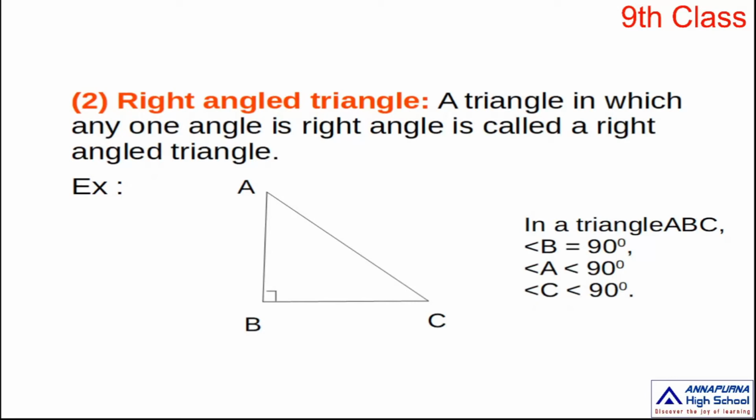Example, see the figure. ABC is a right angle triangle because angle B is equal to 90 degrees, and angle A and angle C are acute angles. Because the sum of all angles of a triangle is 180 degrees, one angle is 90 degrees and the remaining two angles sum to 90 degrees. So angle A and angle C are complementary angles and acute angles, each less than 90 degrees.